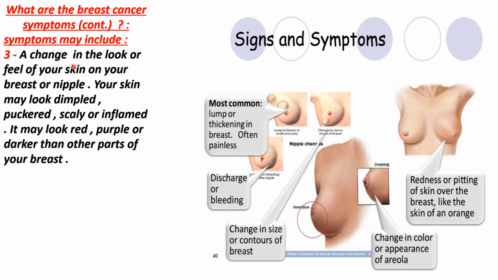A change in the look or feel of your skin on your breast or nipple. Your skin may look dimpled, puckered, scaly, or inflamed. It may look red, purple, or darker than other parts of your breast.